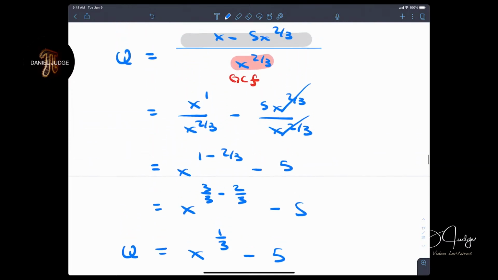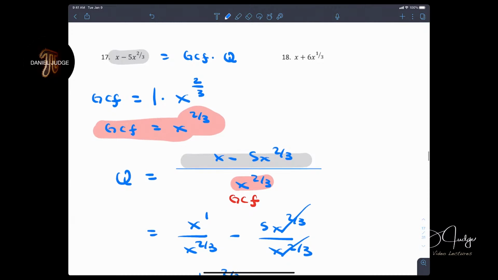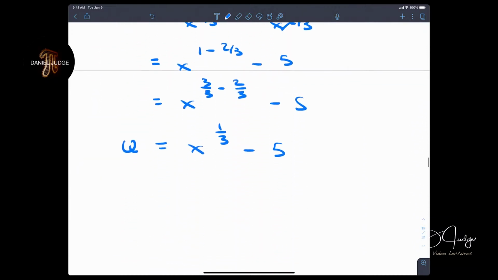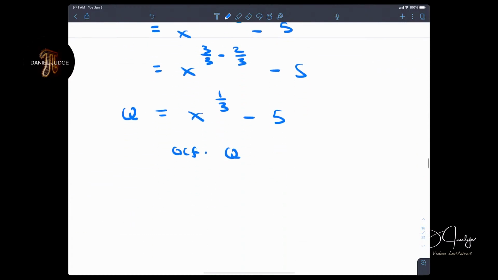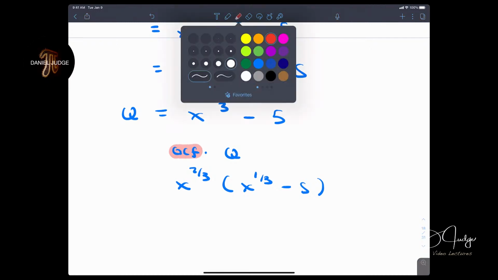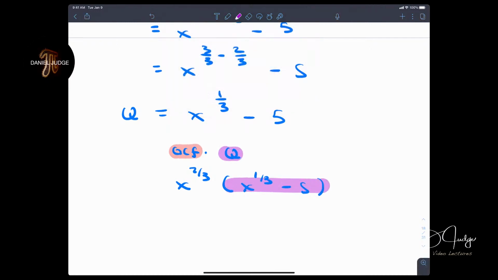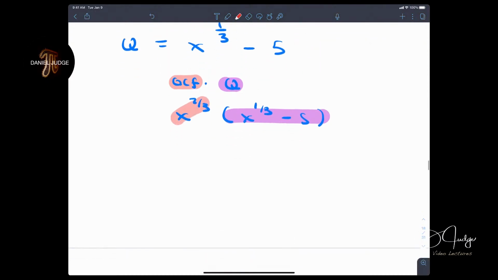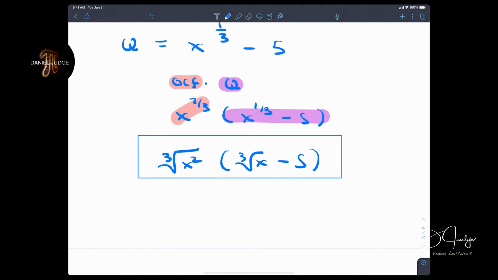All right. X to the 1/3 minus 5. So remember, this is written as the greatest common factor times the quotient. The GCF was x to the 2/3, the quotient is x to the 1/3 minus 5. So you need the GCF, we need that quotient. And it's always a good idea to write this as a simplified radical. And it will be cube root x squared, cube root of x minus 5. And you factored out the greatest common factor.